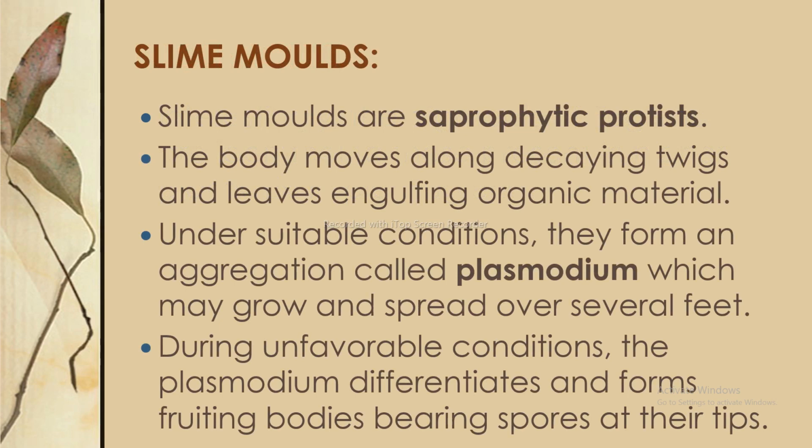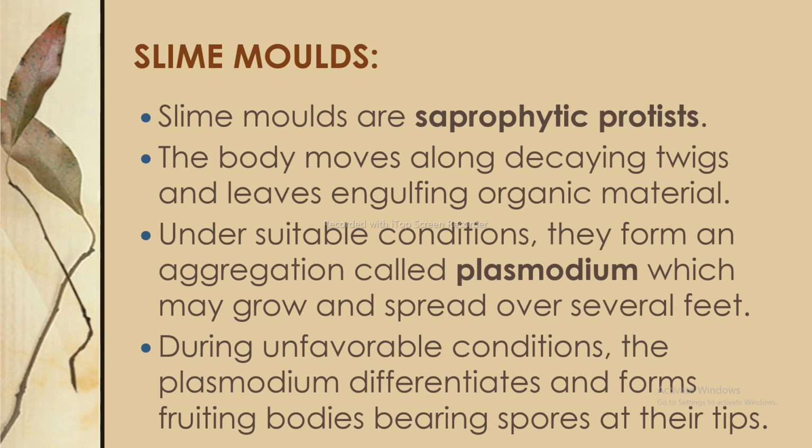Next, I am going to discuss the slime molds. Slime molds are saprophytic protists. The body moves along decaying twigs and leaves, engulfing organic material. Under suitable conditions, they form an aggregation called plasmodium, which may grow and spread over several feet.